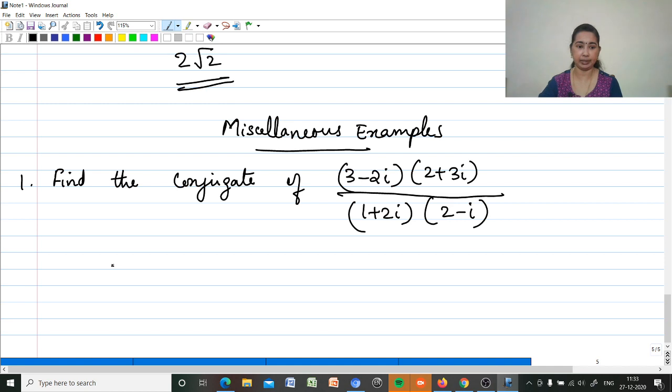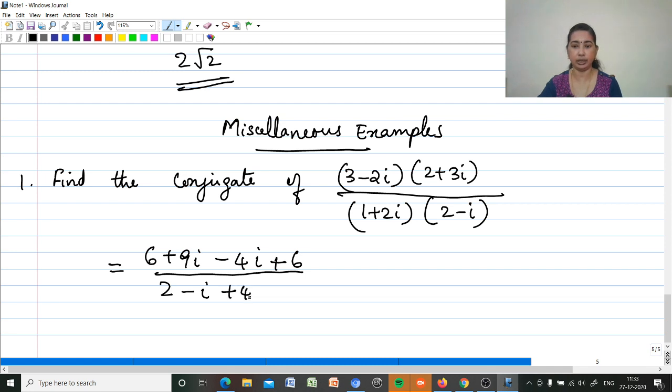We have to open the bracket so that 3 into 2 is 6. 3 into 3 is 9. So 9i minus 4i minus 2 into 3 is 6i square. I square is minus 1. So plus 6 whole divided by 1 into 2 is 2 minus i plus 4i minus 2i square, that is plus 2, which is equal to 6 plus 6 is 12 plus 5i divided by 4 plus 3i.